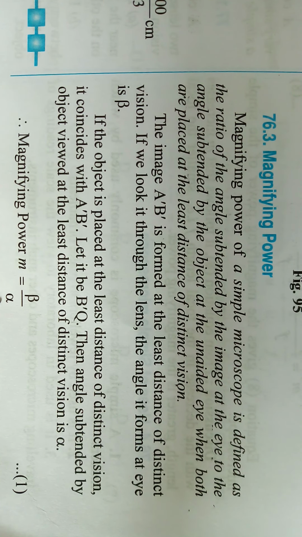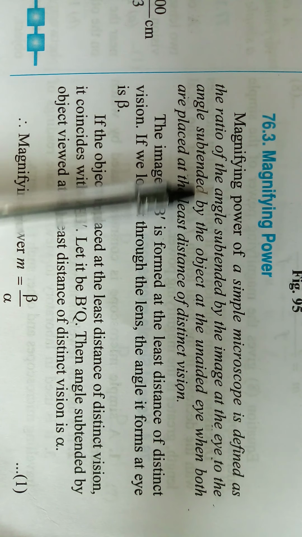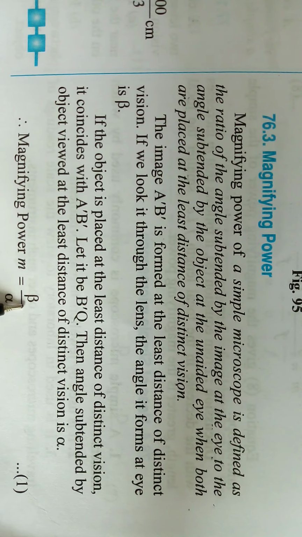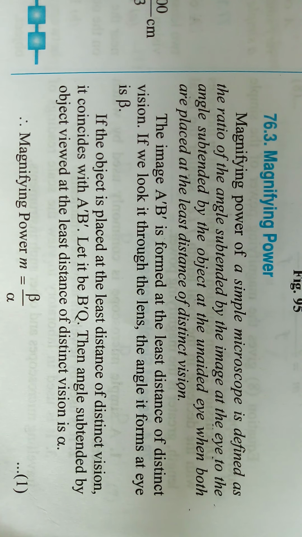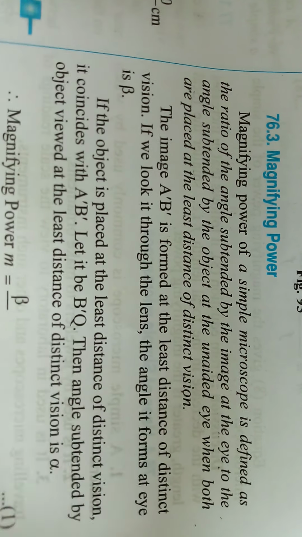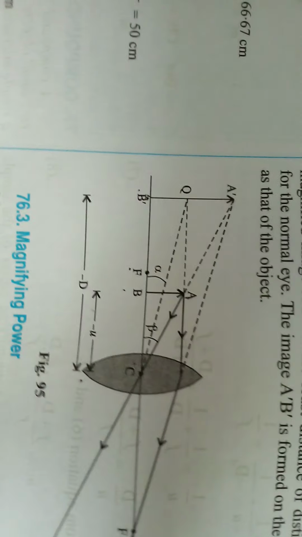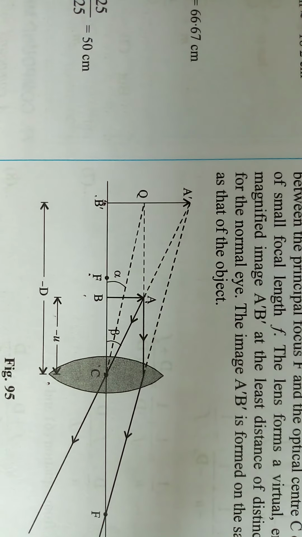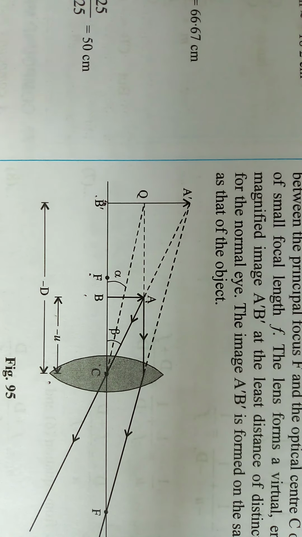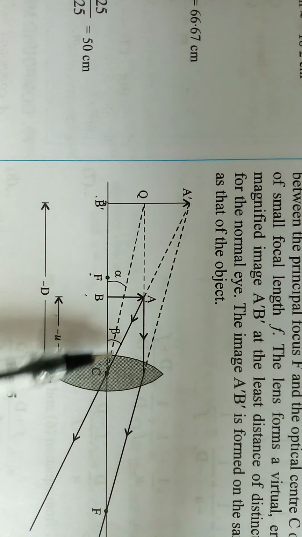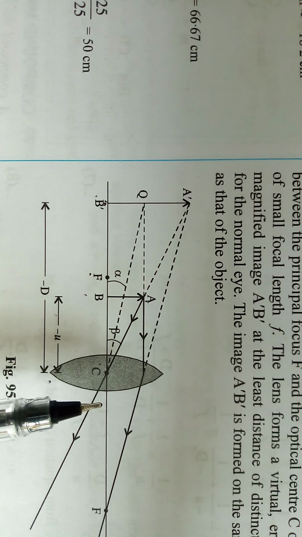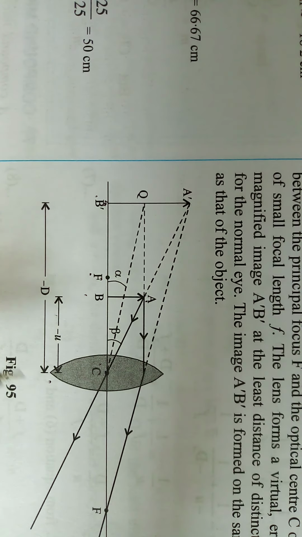Beta upon alpha means the ratio of the angle subtended by the image upon the angle subtended by the object. Clear? So students, it is very important to draw this diagram two or three times on your rough notebook. Clear? Thank you.